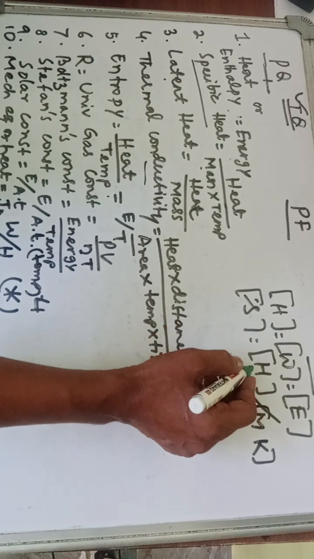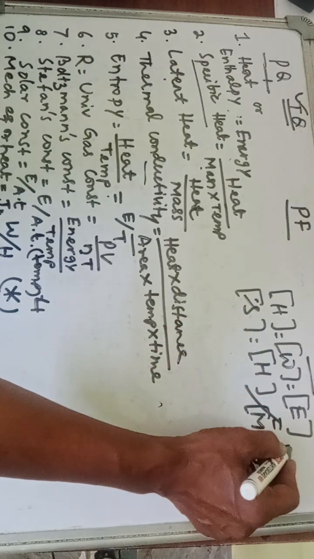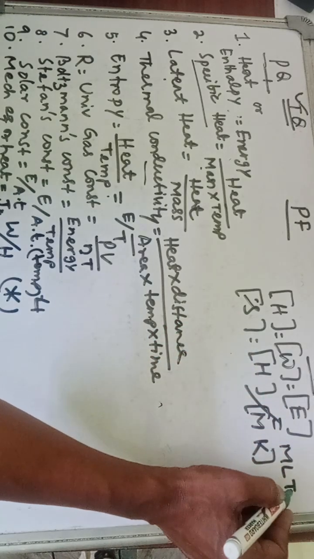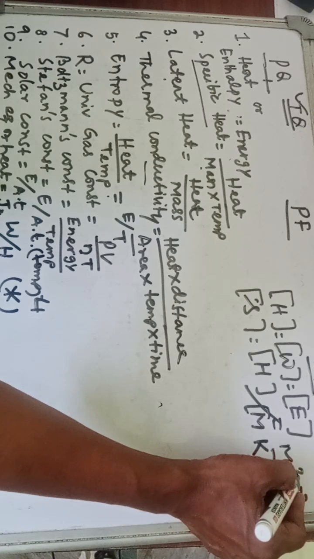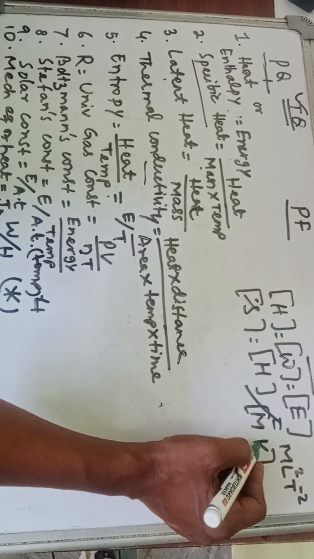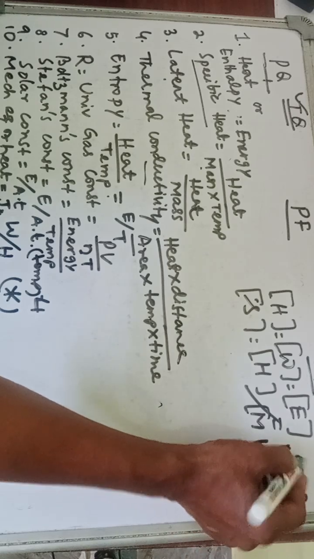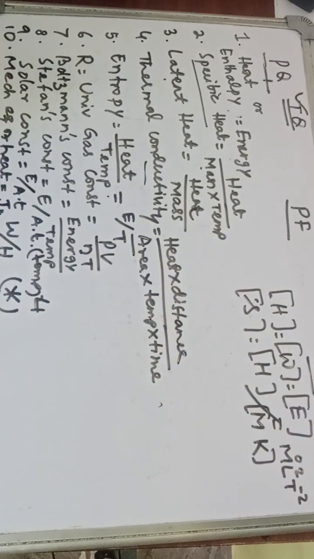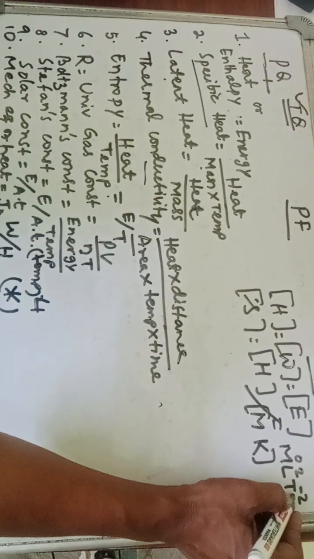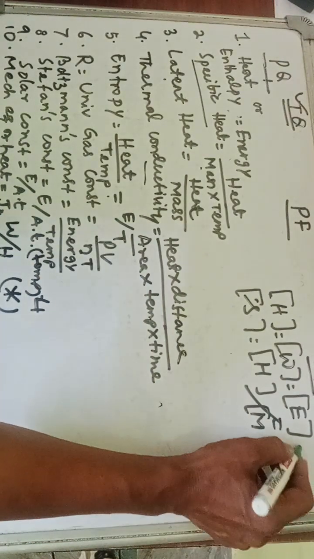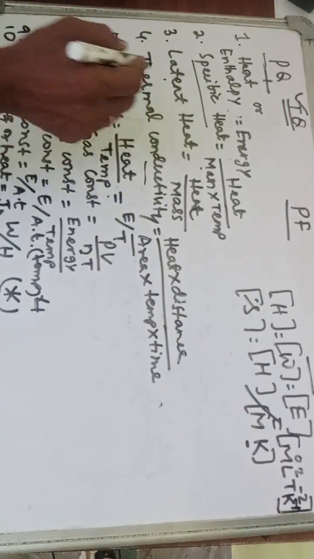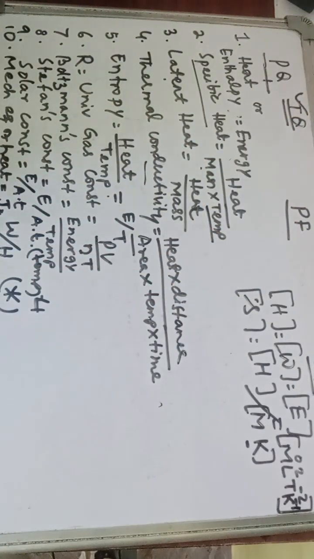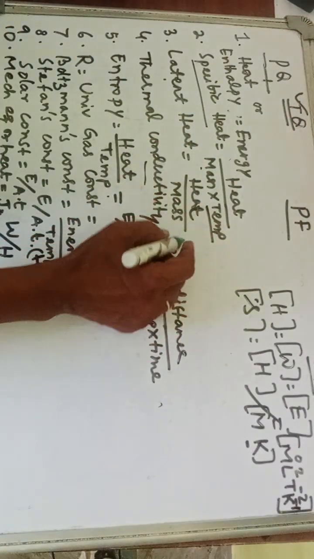Now for energy, the dimension will be ML²T⁻². Then for entropy-related quantities, K is Kelvin; K is taken for temperature. Now for latent heat, it will be heat by mass.